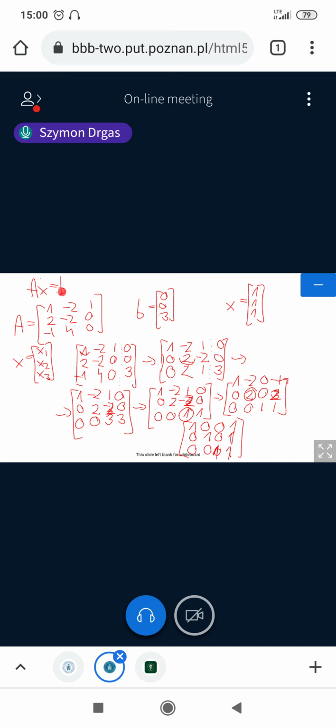And of course, we can check if it's correct. So if we multiply A by X, we should obtain B. So actually, as all components are 1, we just need to check if the sums in all rows are the same as these numbers. So if we sum all entries in the first row, we have 1 minus 2 plus 1 is 0. Then we have 2 minus 2 plus 0 is 0. Minus 2 plus 4 is 3. So it seems that it's okay.